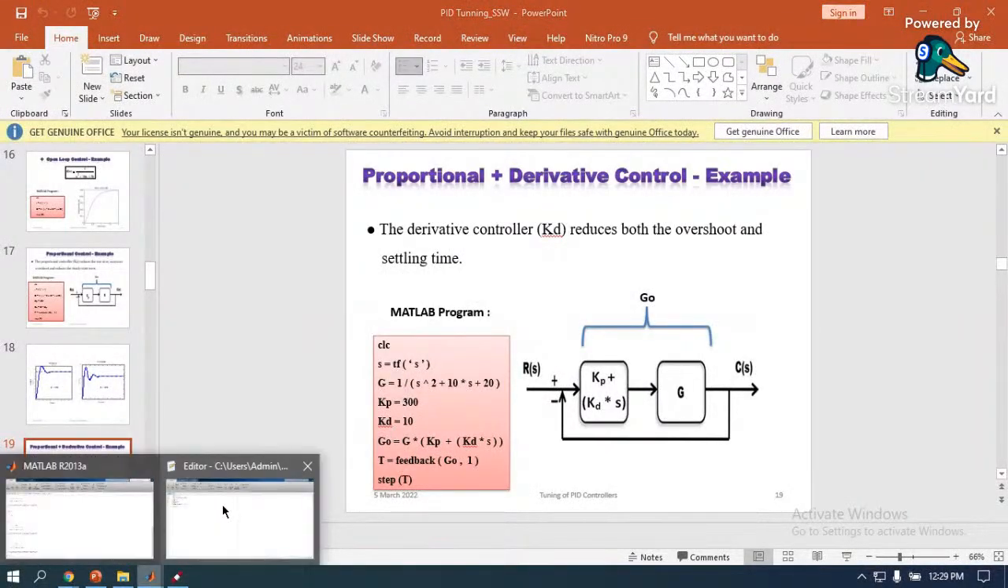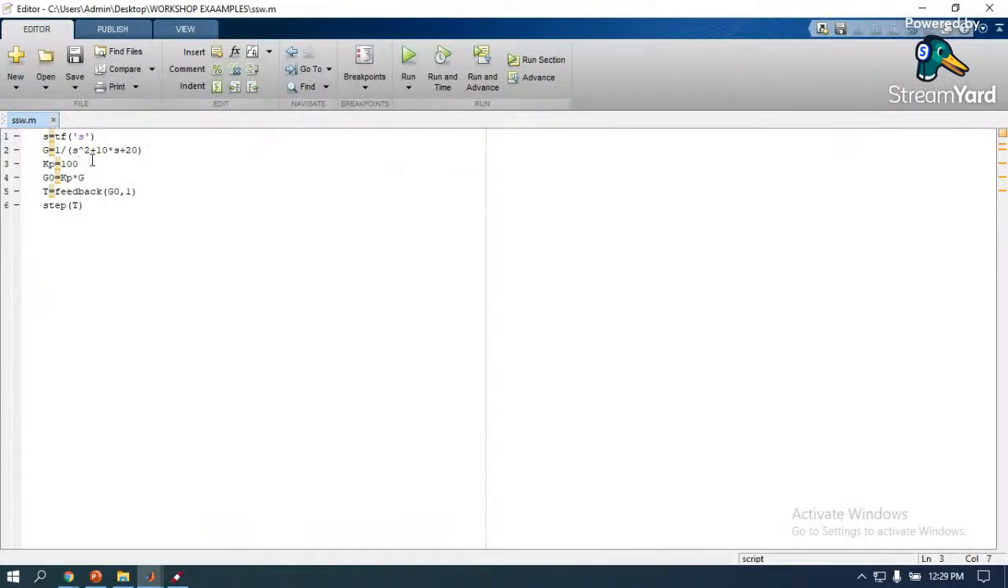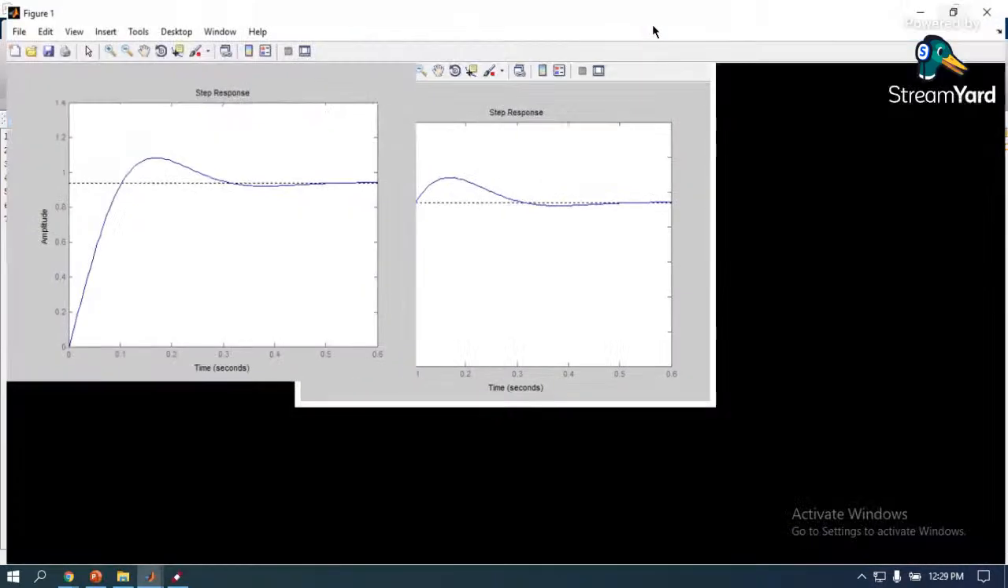Kd equal to 10 now, Kp is 300. Now G0 will be equal to G into Kp plus Kd into S. Now again take feedback, then give me the step response. I can see.